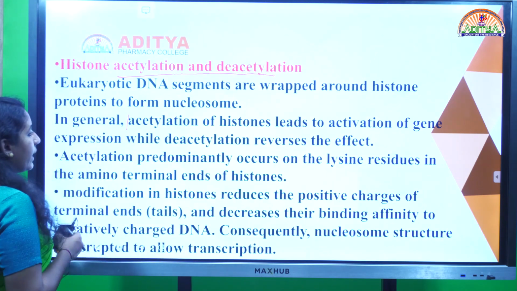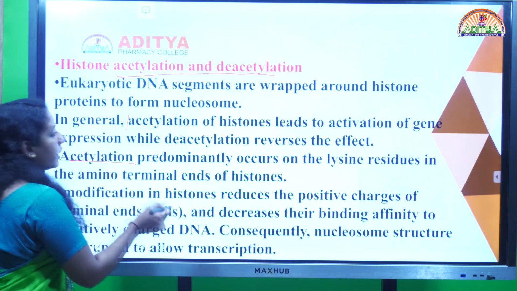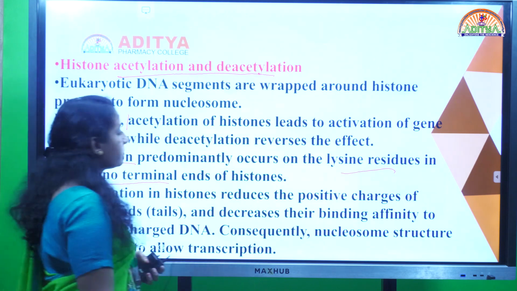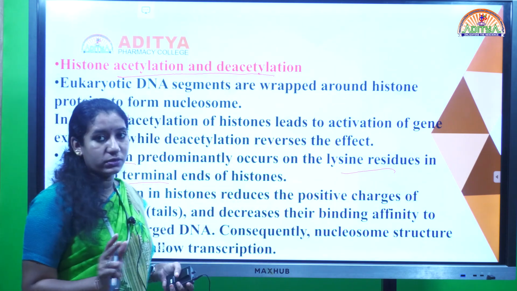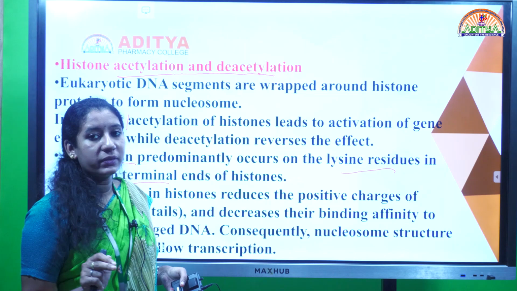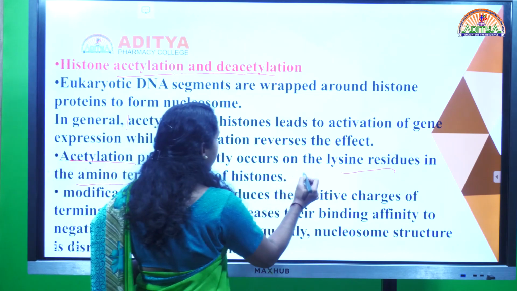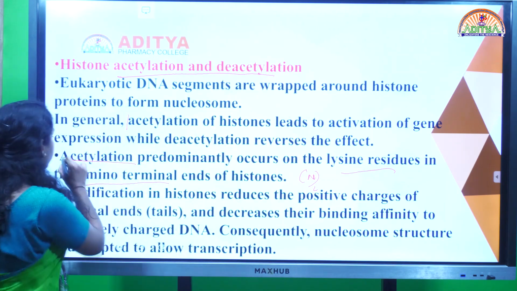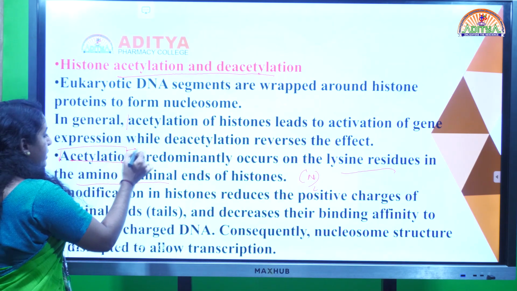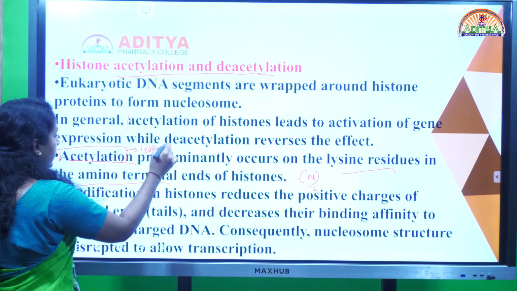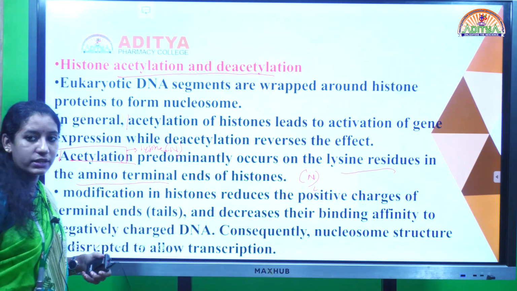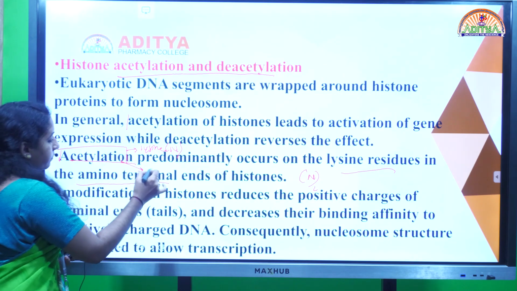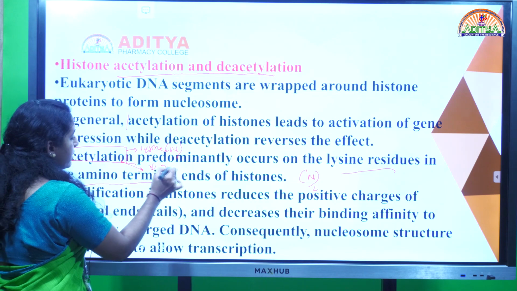Generally, acetylation will occur on the lysine residues in the amino terminal end of the histone. That means there will be two ends, the N terminal end and the C terminal end. Here the amino terminal end is the N terminal end. So generally this acetylation will occur at the lysine residues at the N terminal end of the histones. So if acetylation occurs, it will decrease the gene expression process.